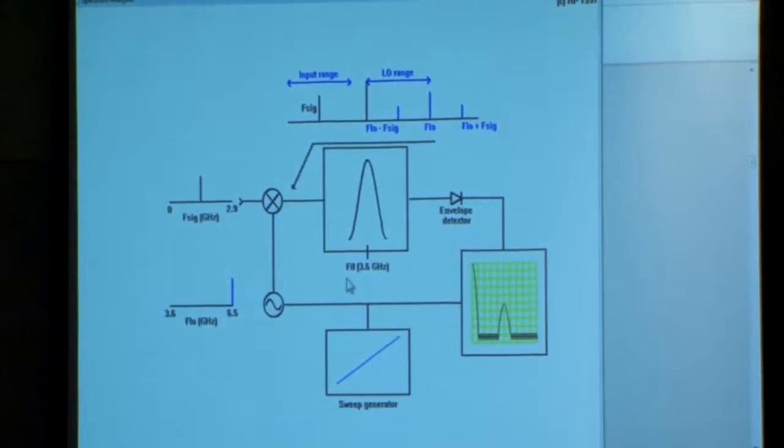So again, I'll run it a couple more times. You can see when that lower sideband goes through the filter, it shows up as a signal here. So let's run that a few more times.